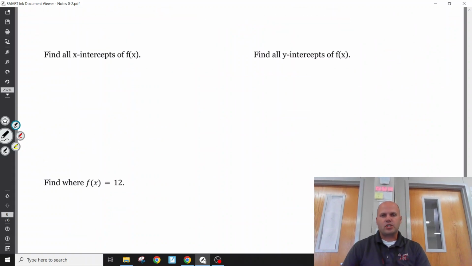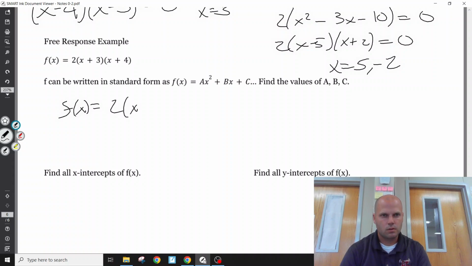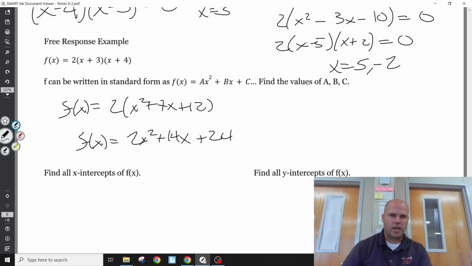All right. This is a free response type example where we start out in a factored form, but different questions could be asked of us. Like, here's one question. Find A, B, C. Okay, I'm going to distribute. I'm going to distribute some more. Boom. There's A, there's B, C. A is 2, B is 14, C is 24.